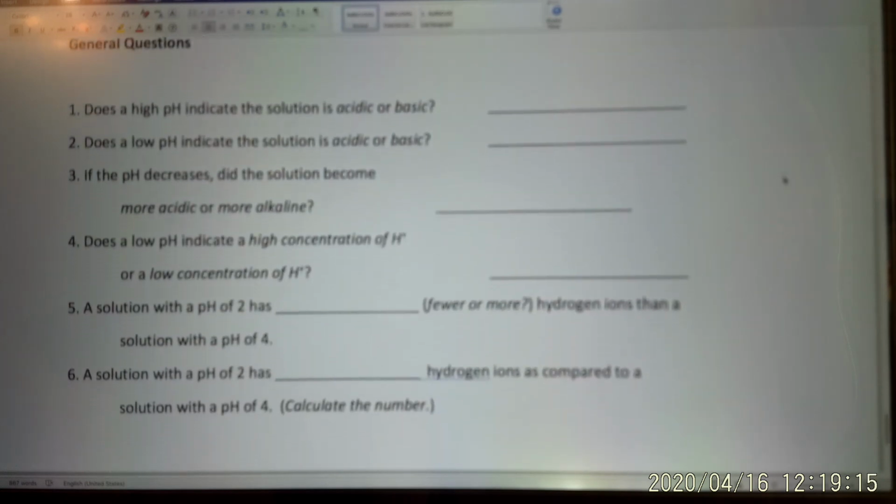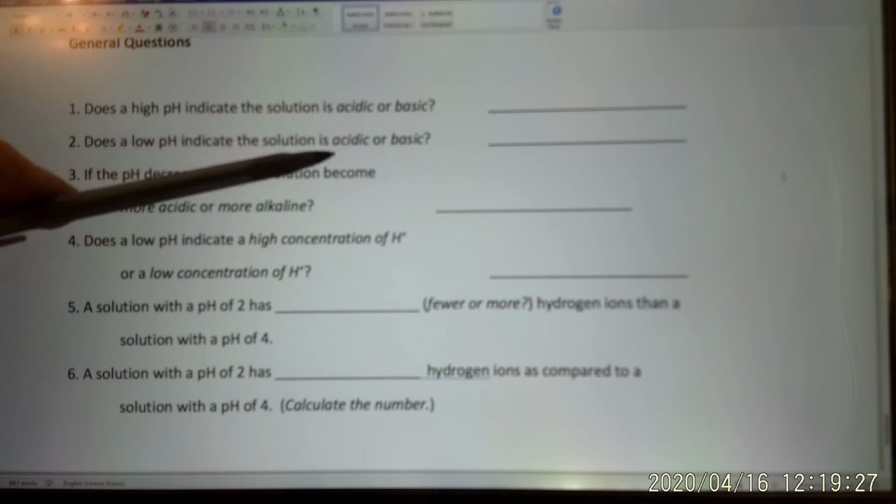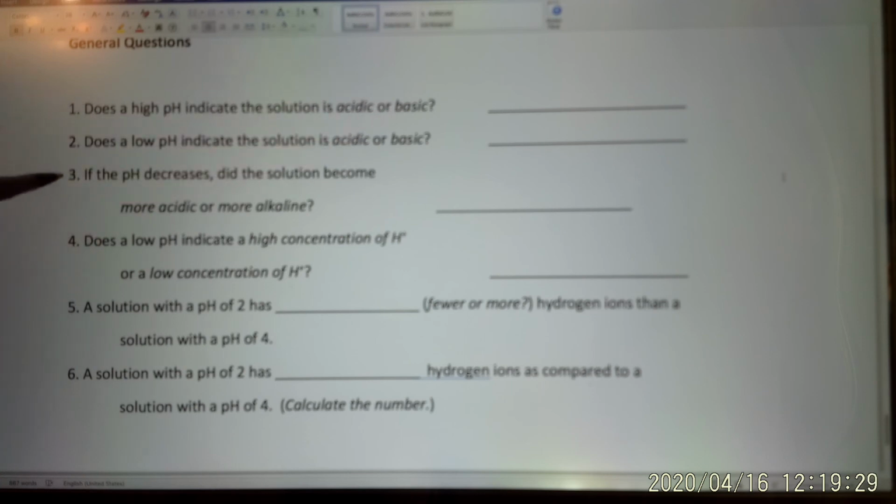Here we have some general questions for you to practice. A high pH indicates the solution is more basic, and a lower pH means the solution is more acidic. If the pH increases, the solution is more alkaline, so the bigger the number, the more basic. And a lower pH means a higher concentration of H+. This is based on the pH scale.